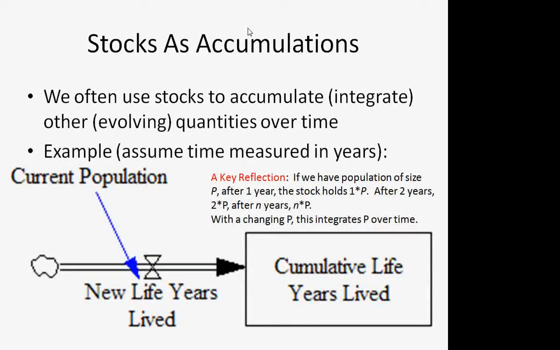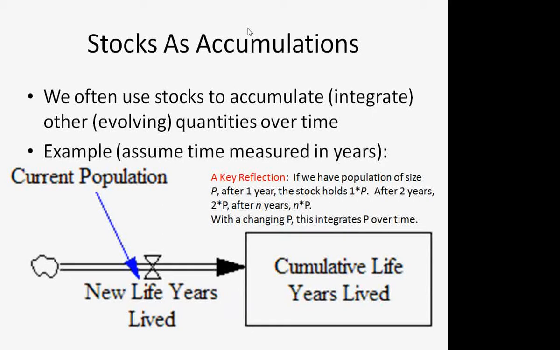It's worth remembering here that stocks can serve as accumulations. If we just have a flow coming into a stock and there are no flows leaving the stock, that stock will simply accumulate the value of that flow over time. In mathematical terms, it will integrate it. So if we have a current population size and we're measuring time in years, feeding that into this flow here will accumulate the total cumulative life years lived in the population.